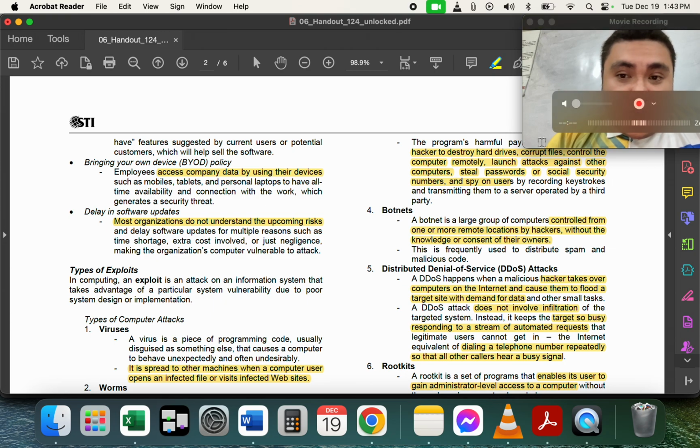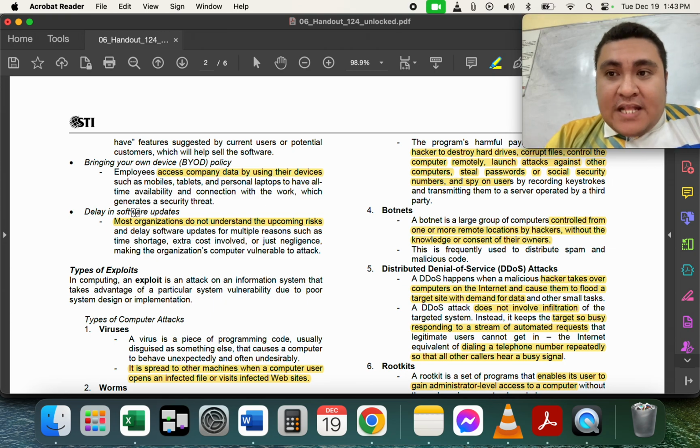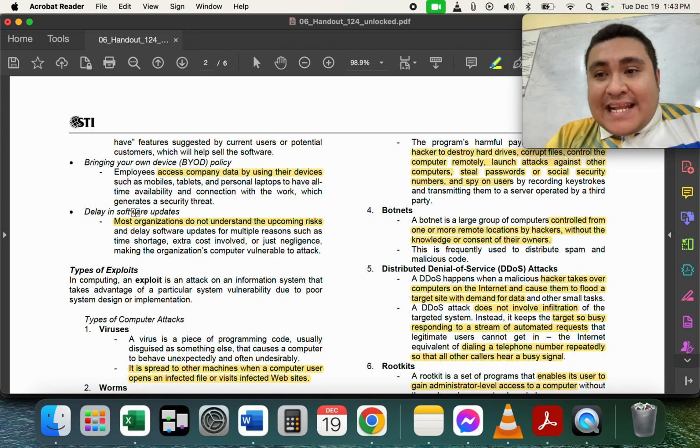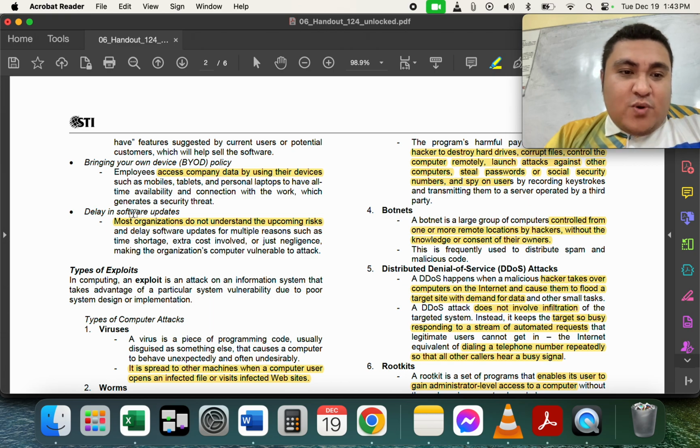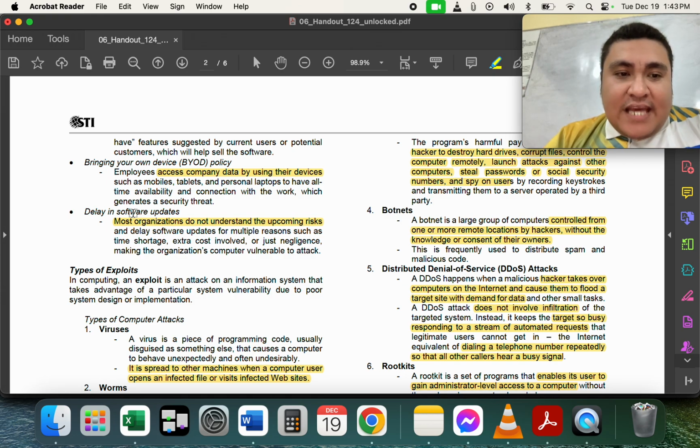And then the last one, it's true to most Filipino organizations. Okay? Software updates are being neglected. Okay, it could either be neglected or delayed. It's because of the reason that most organizations, especially those in the executive part, do not understand the upcoming risks if there's a delay in software updates or patches.